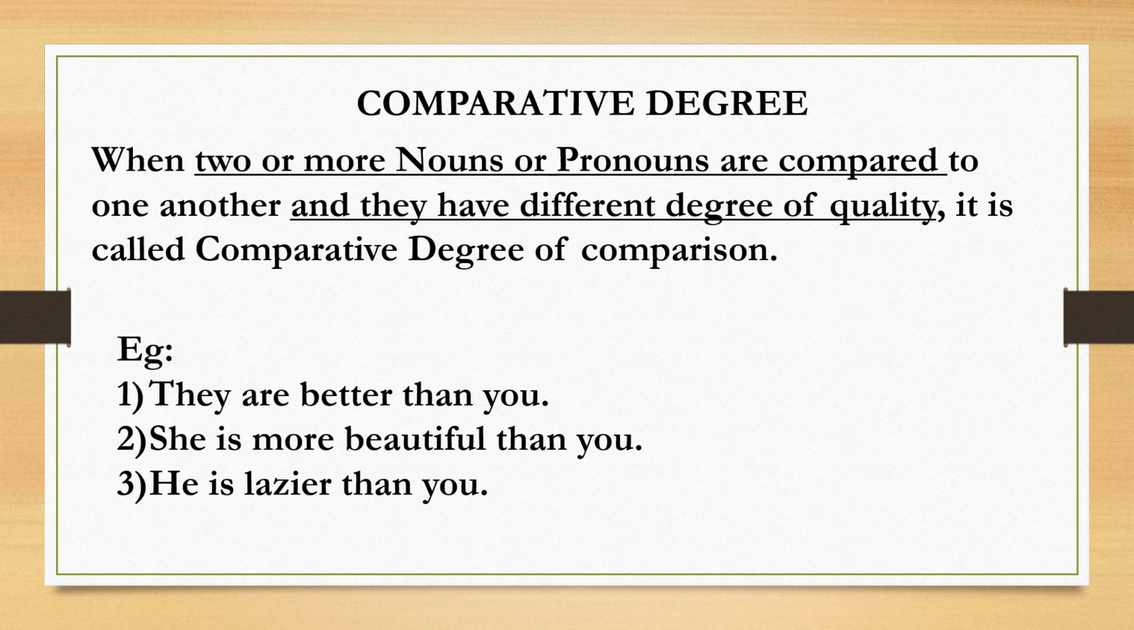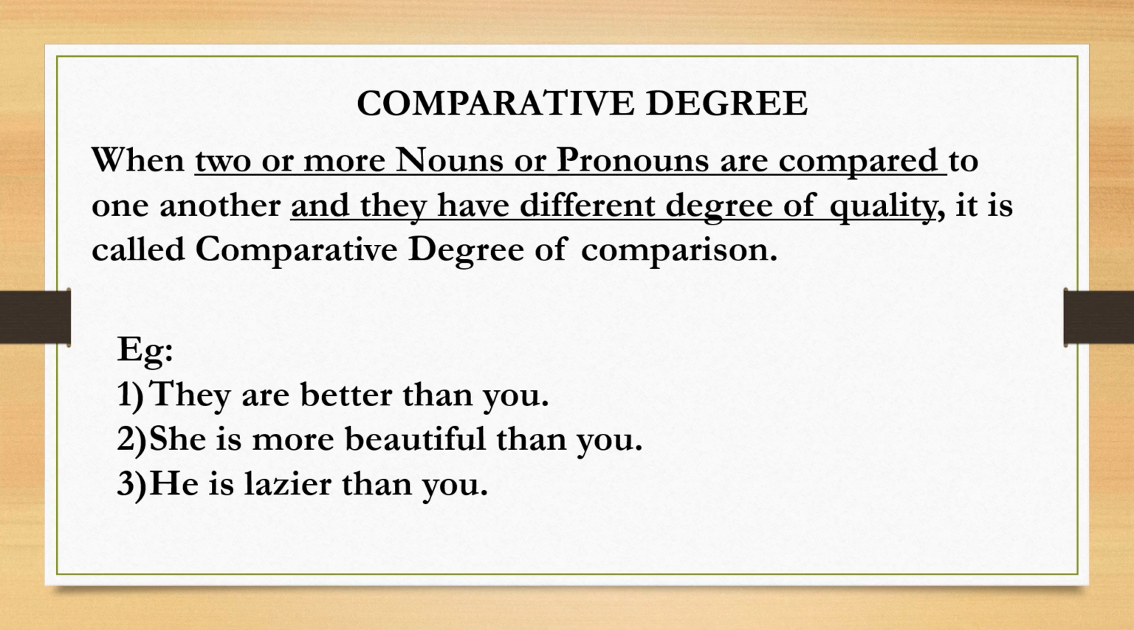What is a comparative degree? When two or more nouns or pronouns are compared to one another and they have different degrees of quality, it is called comparative degree of comparison. For example, look at the following sentences. The first sentence, they are better than you.